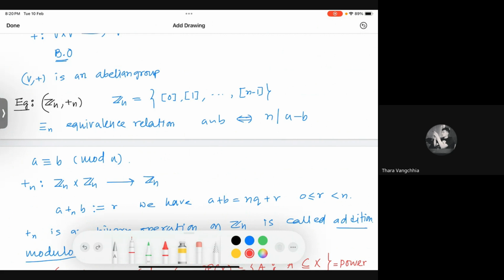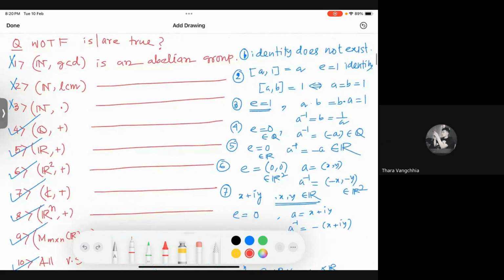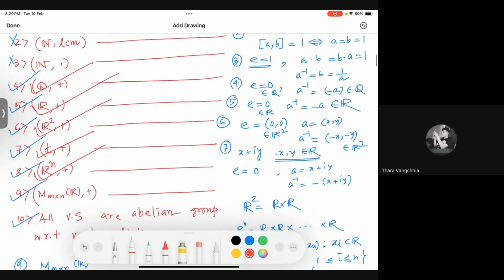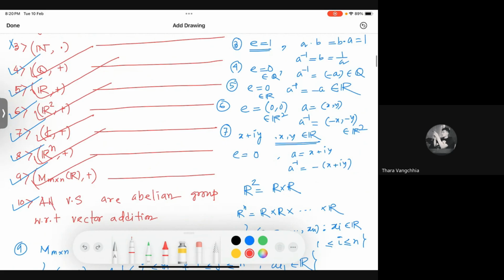So till now we know this is an abelian group, this is an abelian group, this is an abelian group. C plus is also an abelian group, R to the power n plus is also an abelian group, M_{m×n} over R with respect to matrix addition is also an abelian group. All the vector spaces are also abelian groups. So these are the examples of abelian groups.